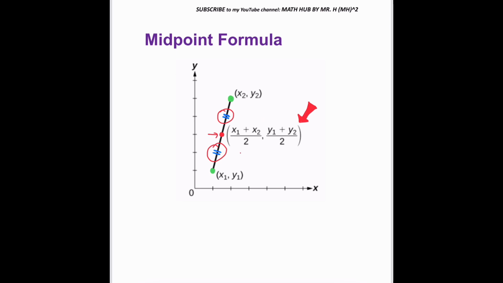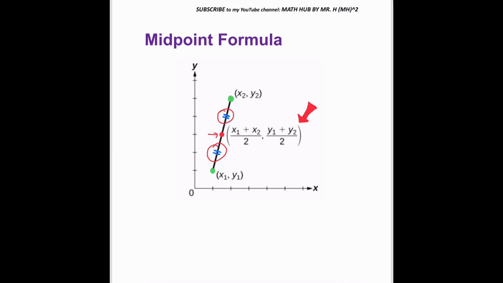So this is how you're going to identify the location of a midpoint. So we just need to take the x coordinates of the 2 points, you add them together and divide it by 2. So that will be the x coordinate of the midpoint. Same goes for the y coordinate of the midpoint. If we want to find that, we just need to take the y coordinates of the 2 points, we add them together and divide it by 2.